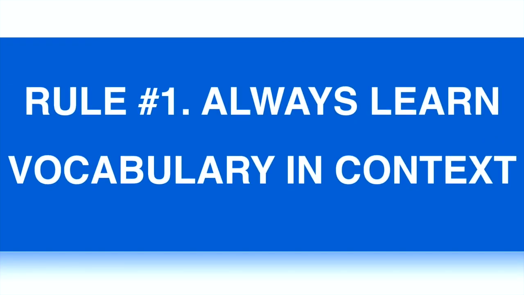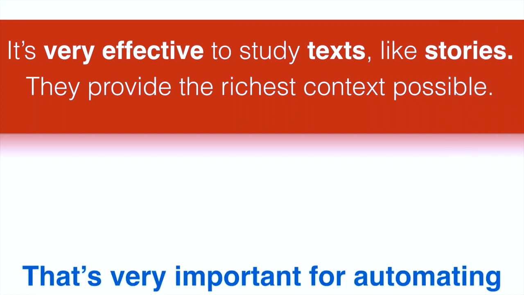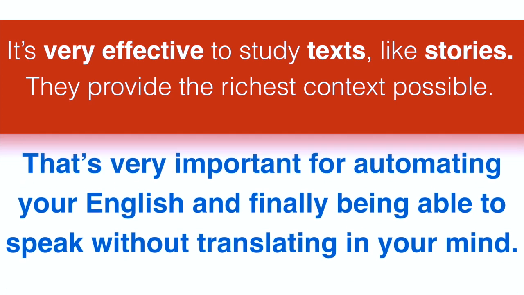Alright, so the rule you have to keep in mind is: rule number 1, always learn vocabulary in context. It's very effective to study text like stories since they provide the richest context possible. That's very important for automating your English and finally being able to speak without translating in your mind.